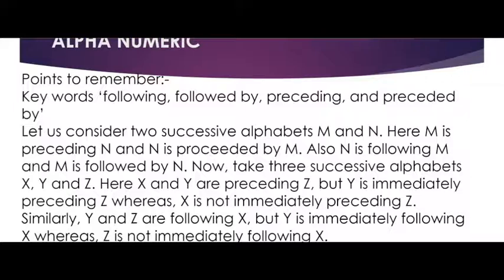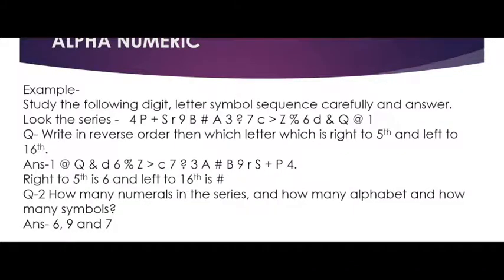Now let us take three successive alphabets like X, Y, Z. Here X and Y are preceding Z, but Y is immediately preceding Z, whereas X is not immediately preceding Z. Similarly, Y and Z are following X, but Y is immediately following X, whereas Z is not immediately following X.